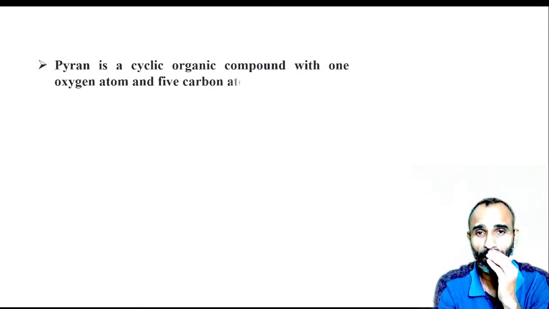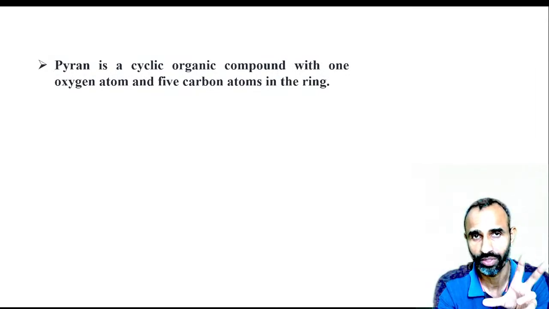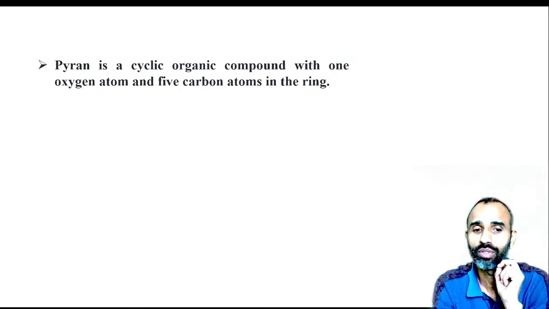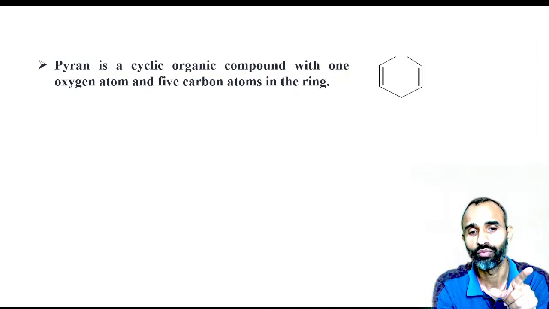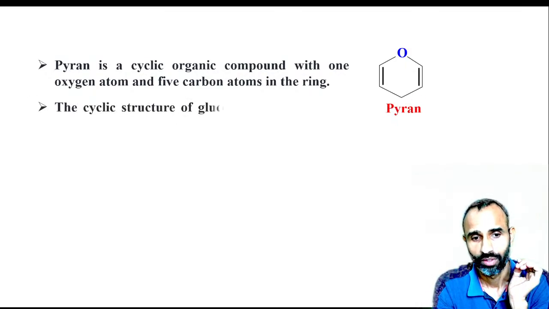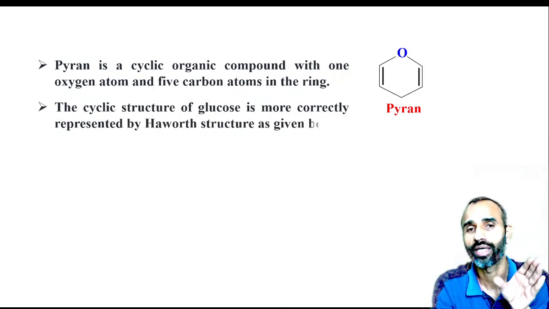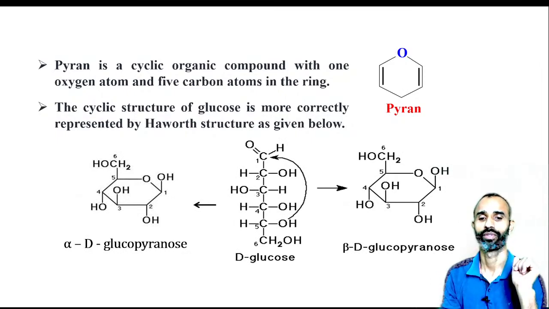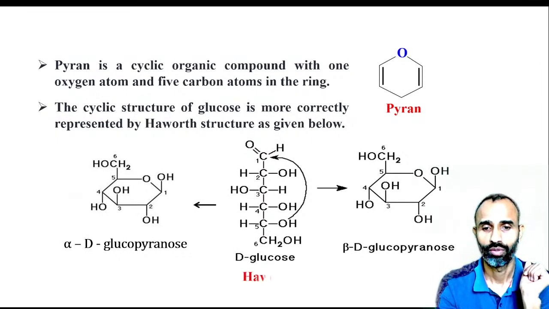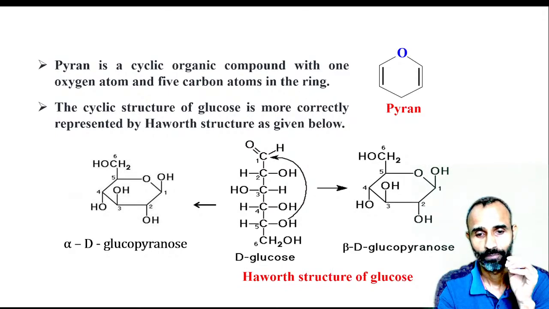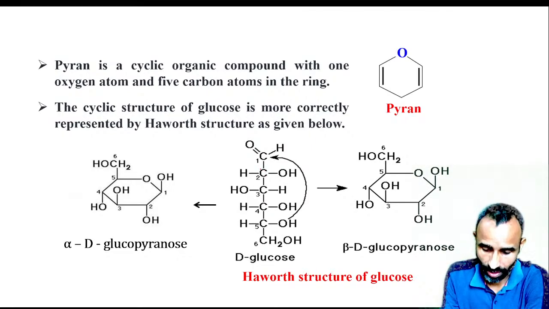To form the Haworth structure formula, pyran is a cyclic organic compound with one oxygen atom and 5 carbon atoms. This is called pyran. Cyclic structures of glucose are represented by Haworth structures like this. So these are the Haworth structures. See the second carbon, look at the second carbon.